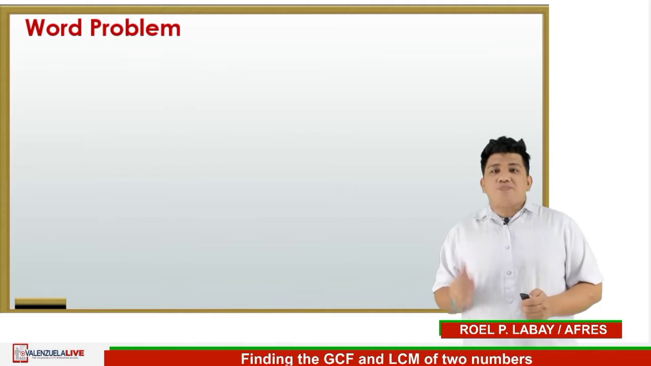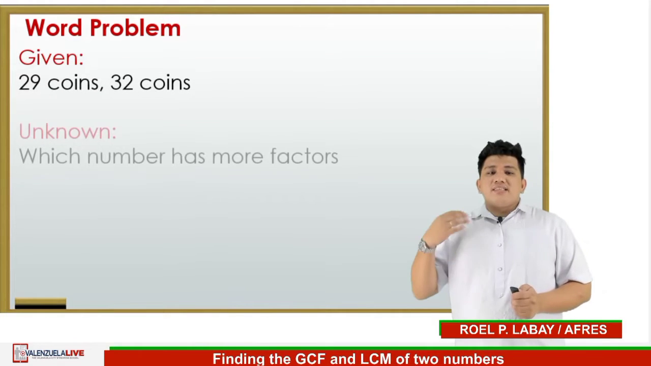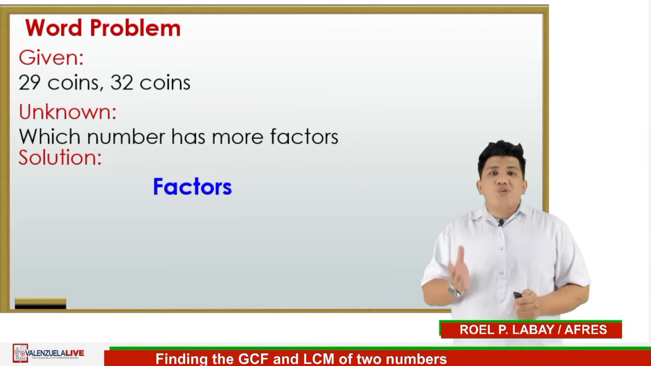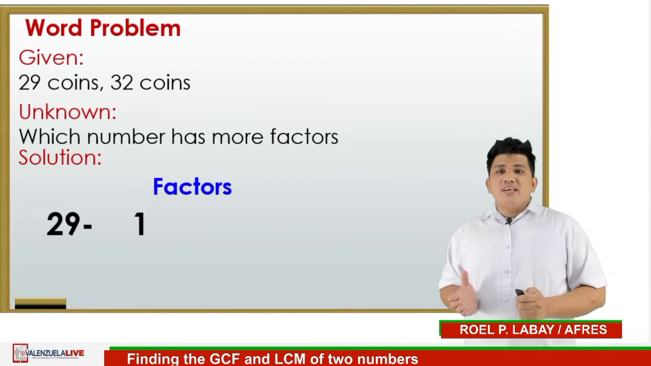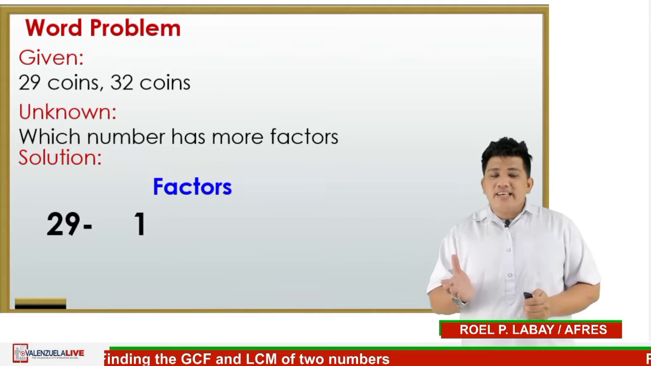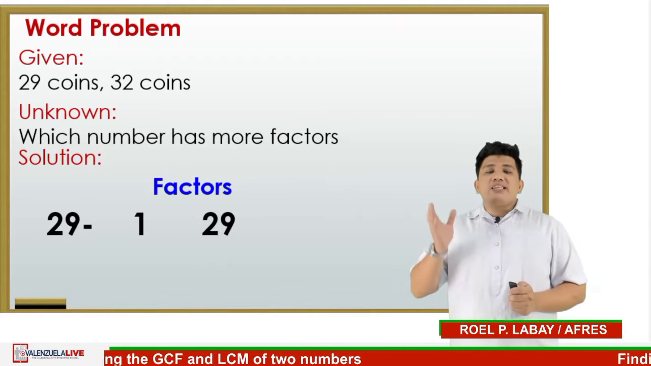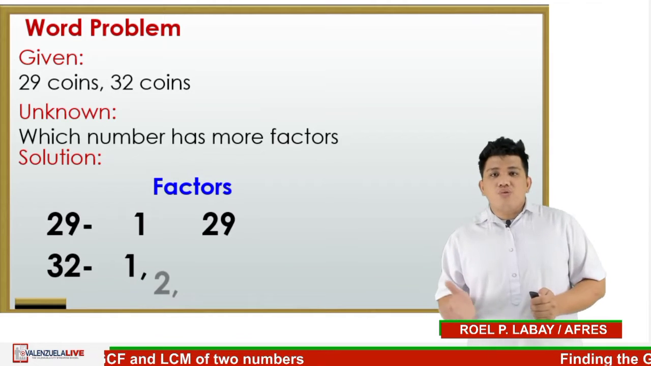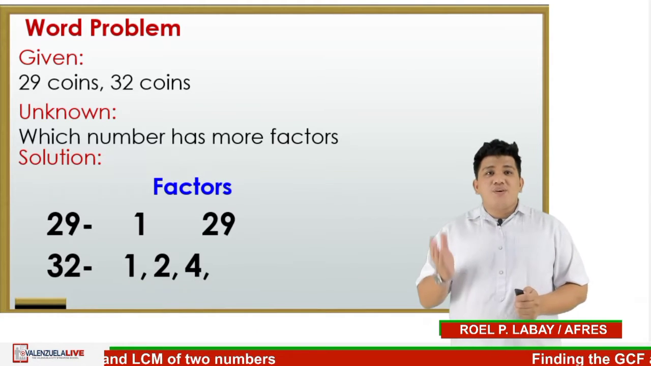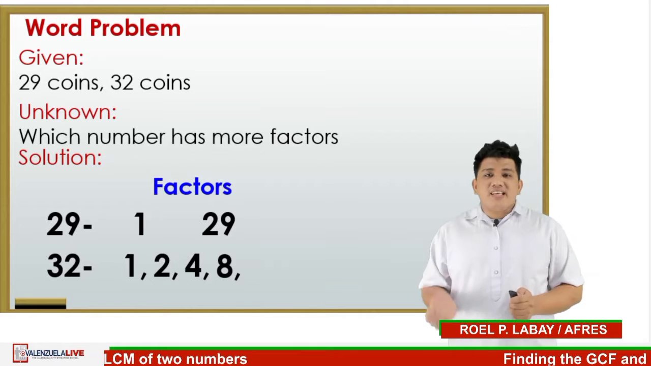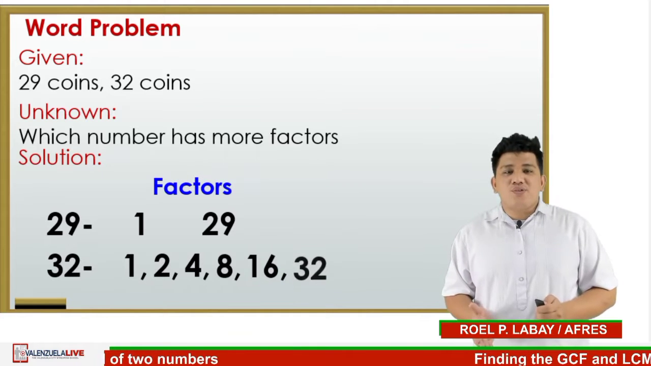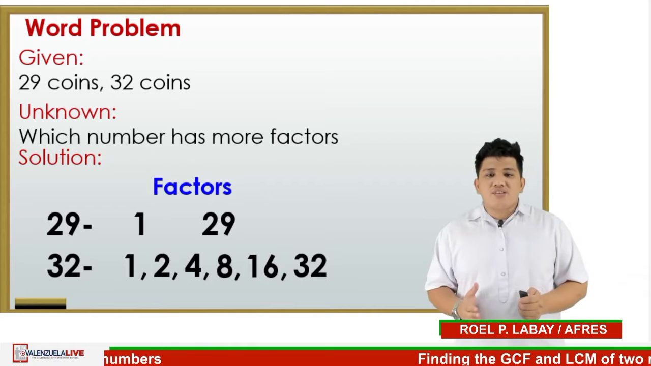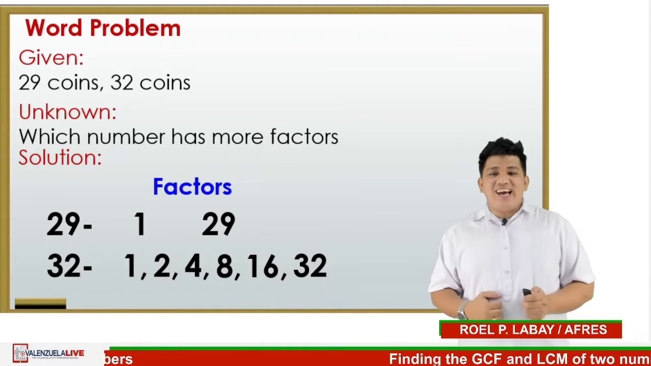To solve this problem, we will list down the factors of 29 and 32. The factors of 29 are 1 and 29. While the factors of 32 are 1, 2, 4, 8, 16, and 32. It is obvious that 32 has more factors than 29.